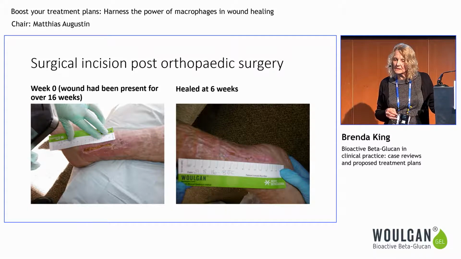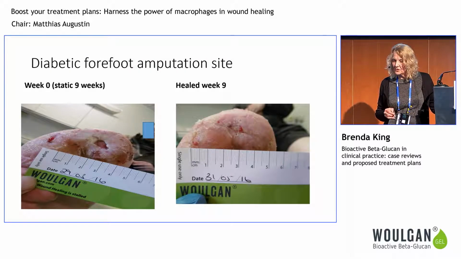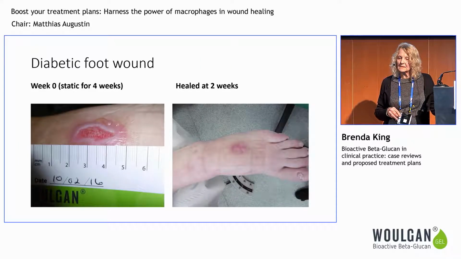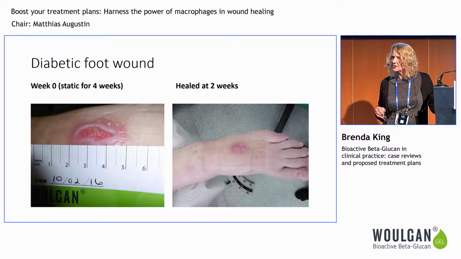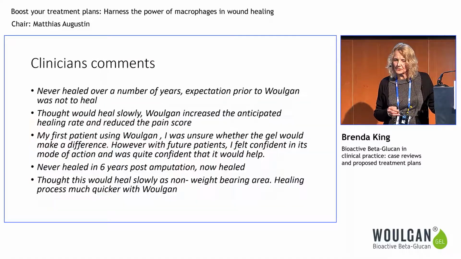healed at 6 weeks. The diabetic 4-foot amputation, and this is the wound that had been around for quite a number of weeks, healed at 9 weeks. The diabetic foot wound healed at 2 weeks. So we saw some really, really interesting things and some significant improvement on some of the wounds.